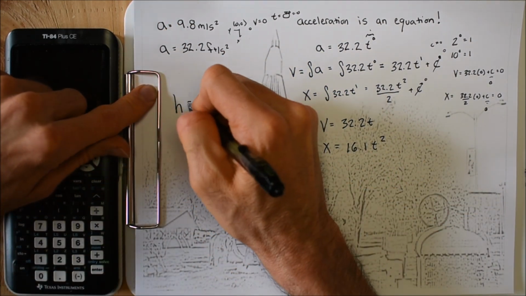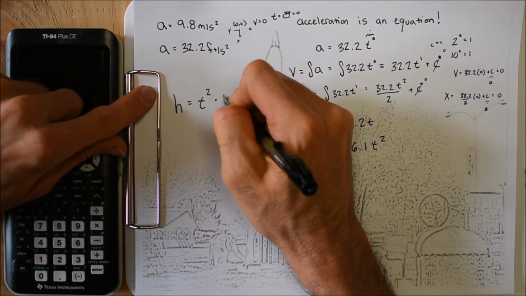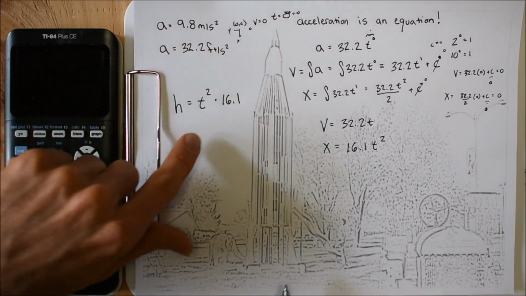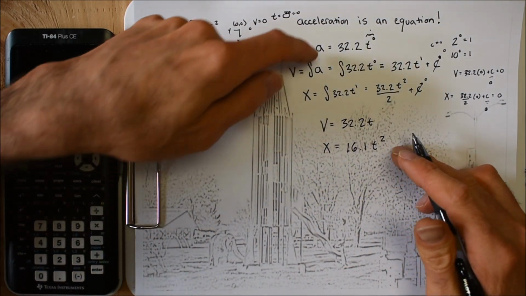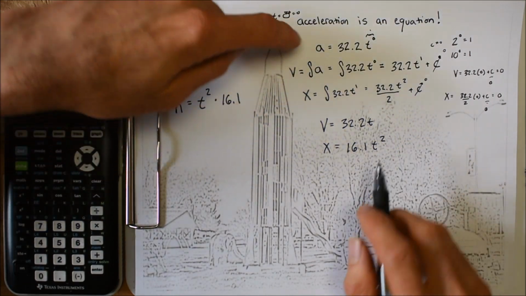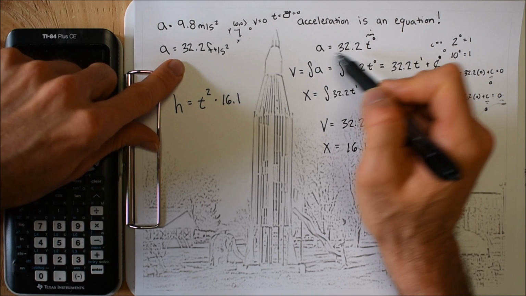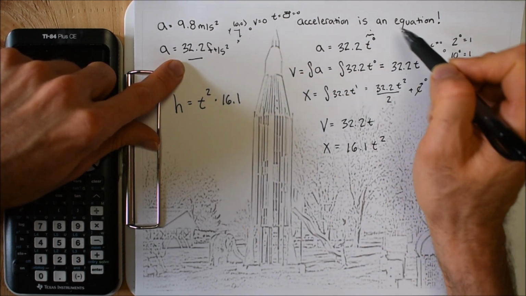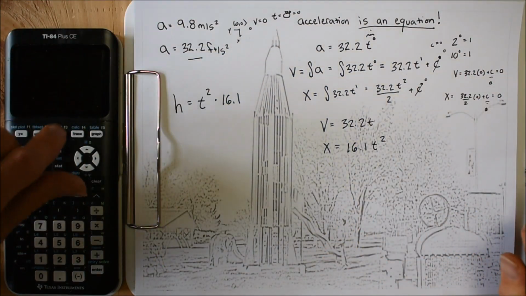In my other video, I just said height is you take the time, square it, and then multiply it by 16.1. Well, that's how I got that. See? Just simple integration. But it all starts by saying acceleration. It all starts by saying a single number is an equation. And that'll just change your life.